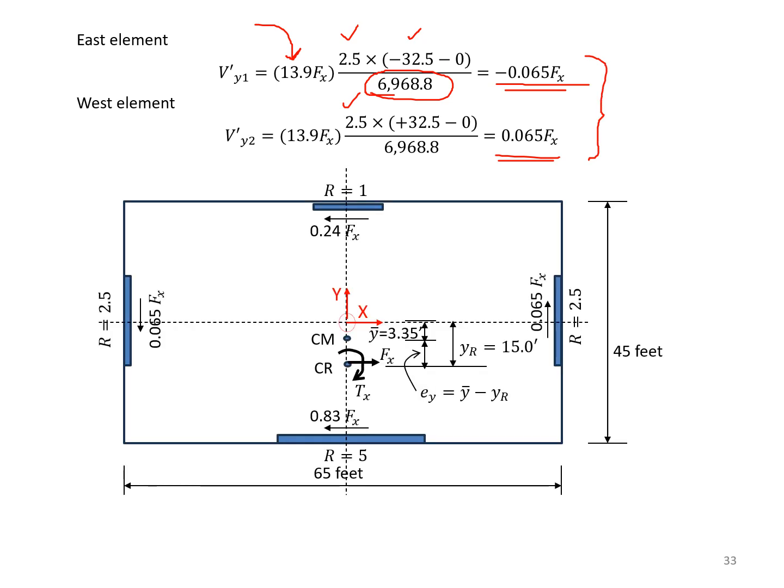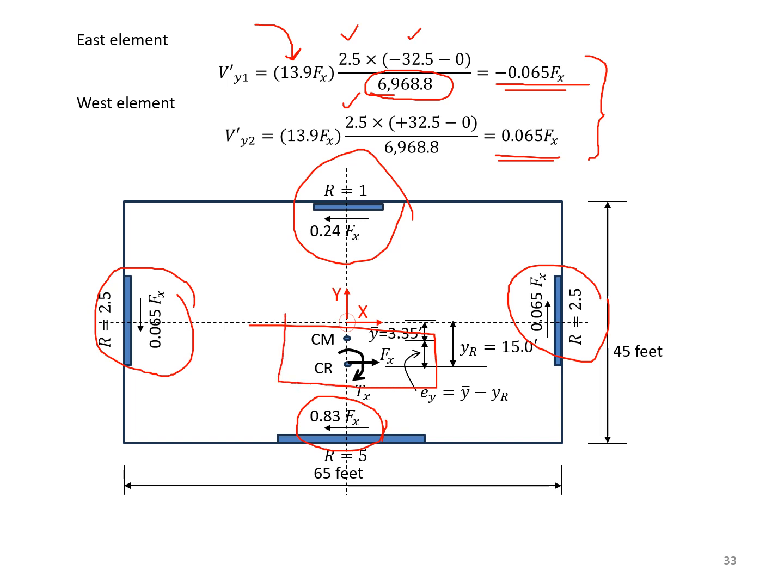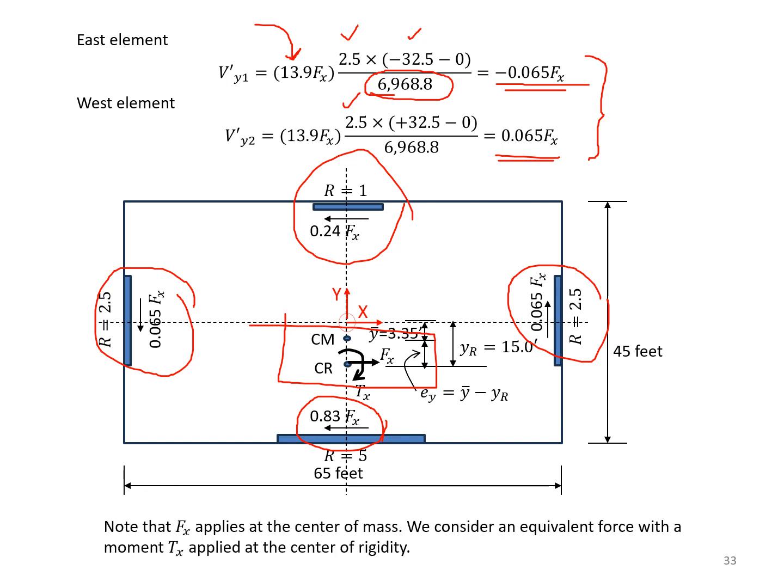And there we go. A summary of all the forces is shown. North 0.24, south 0.83 Fx. And then, of course, east is 0.65, west is 0.65. And these are only when the force is acting in the x direction. And you can carry out the same calculation if the force is in the y direction. All right?